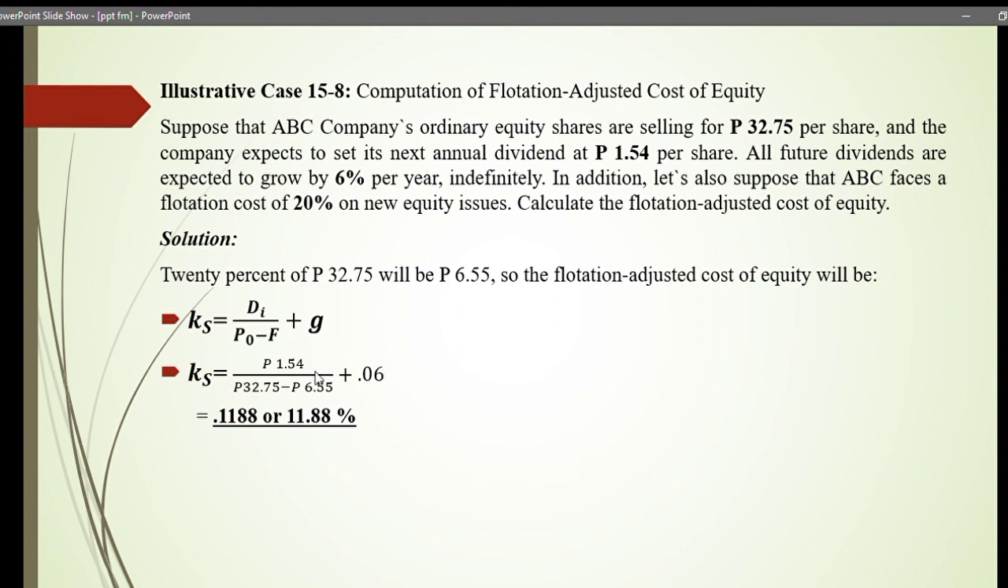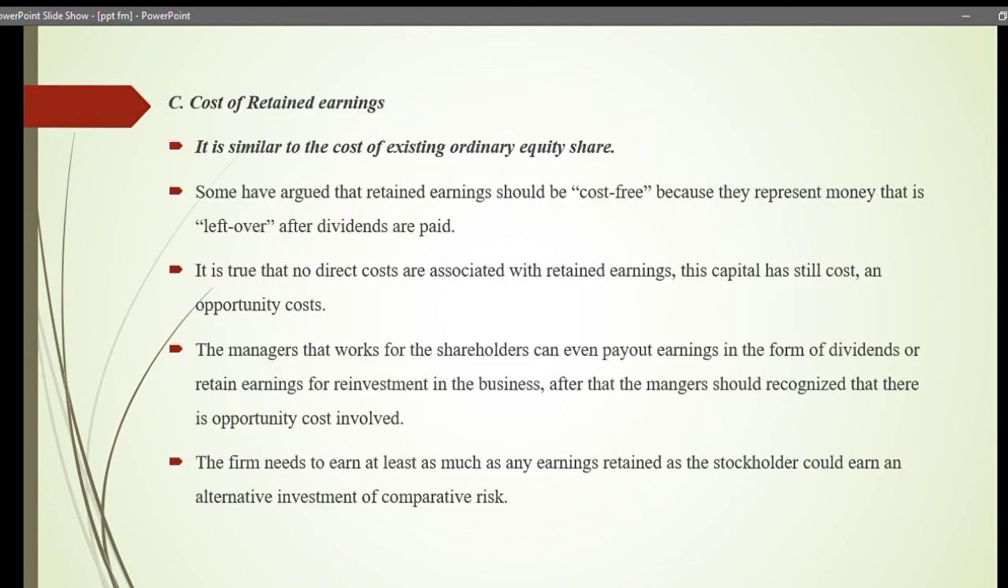So, here is the equation, and we will substitute the given: 1.54 pesos over 32.75 minus 6.55, and we will add this to the growth rate, which is 0.06. So the result is 0.1188 or 11.88%. So let's proceed to the cost of retained earnings.